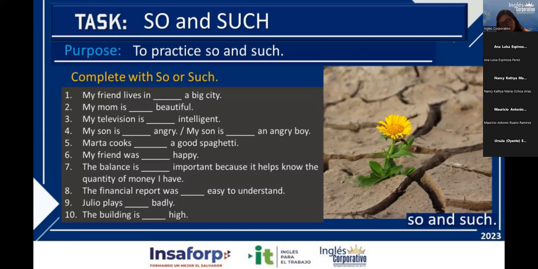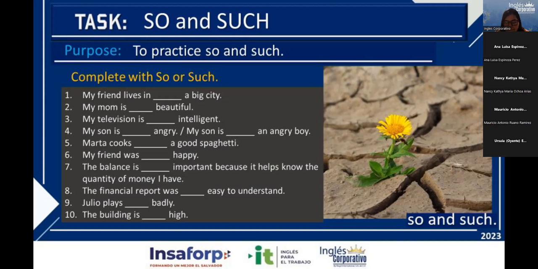En este caso, lo que sigue es una a. Por lo tanto, utilizamos el such. Va diferente en el número dos. My mom is... Lo que sigue es el adverbio, ¿verdad? Beautiful. Entonces sería, my mom is so beautiful.